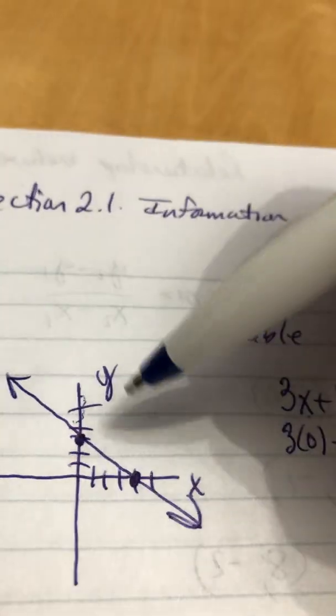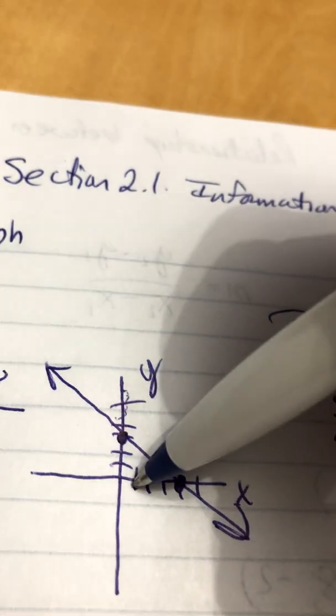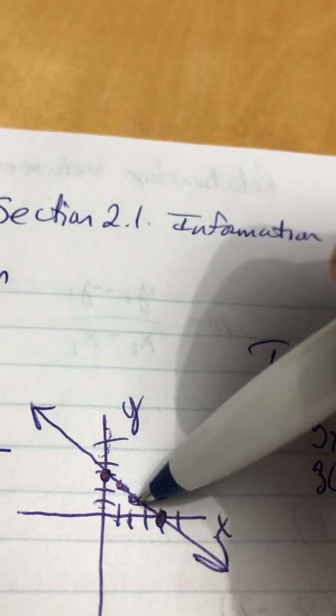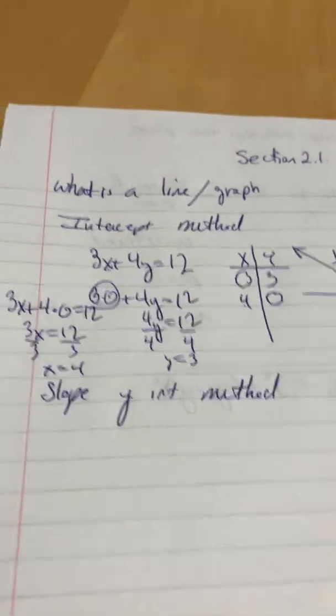Now, if I'm over here on my graph, I have (1, 2.5), so I go 1, 2.5, and then I'm at 2 and 1.5, so I'm over to 2, and I'm up to 1.5. And those points are just more points on that line that we had. Now, slope y-intercept method.